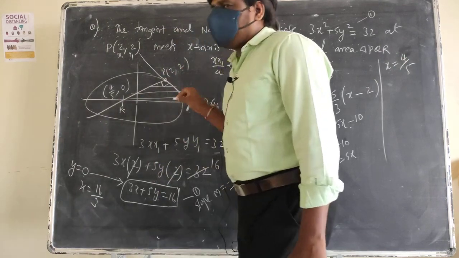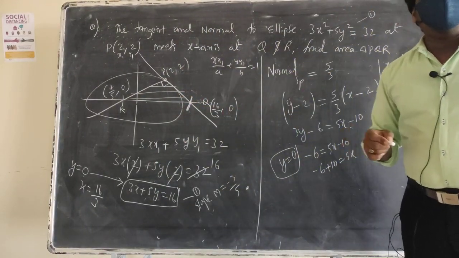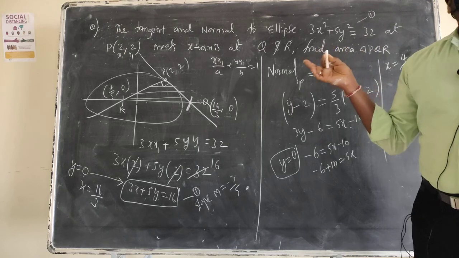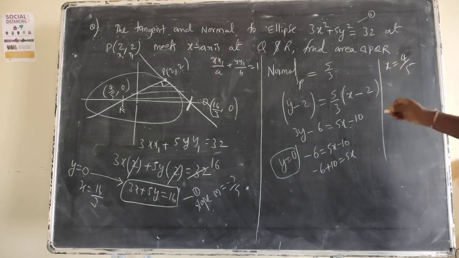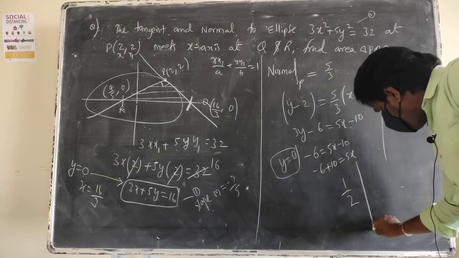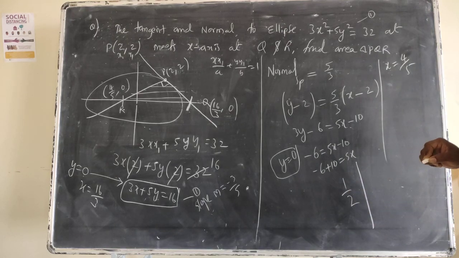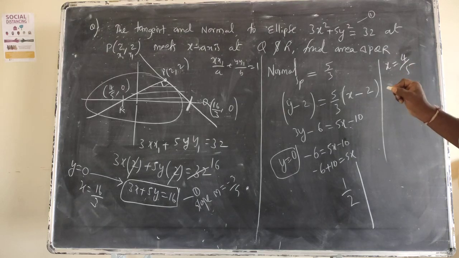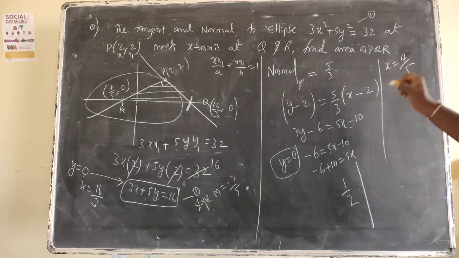You have 3 points. You can find the area of the triangle. You have 3 vertices. What is the area of the triangle? Half into modulus of the determinant x1, y1, 1, x2, y2, 1, x3, y3, 1.